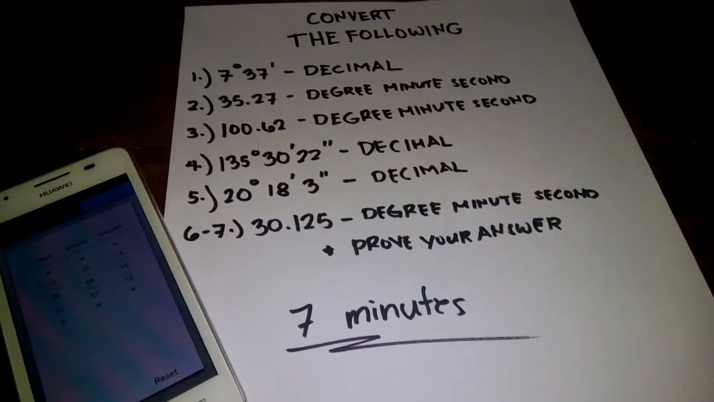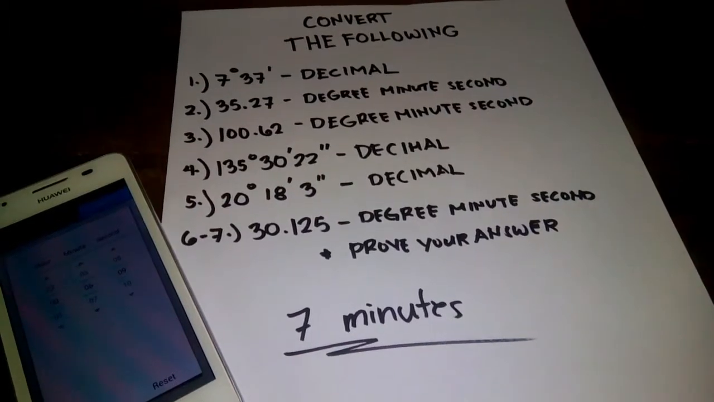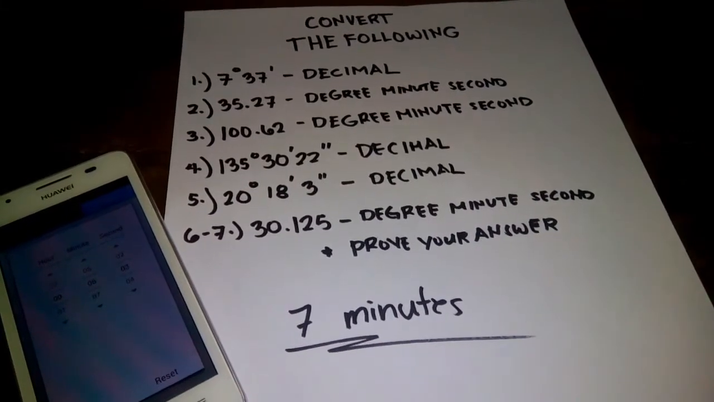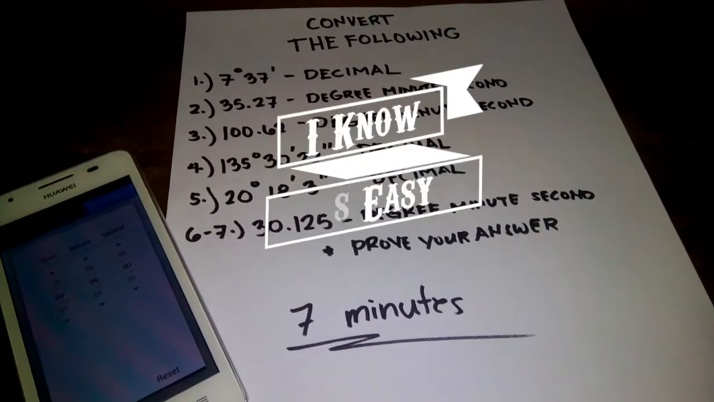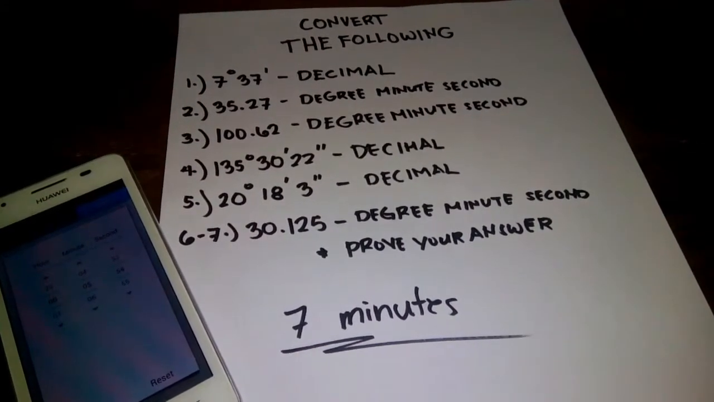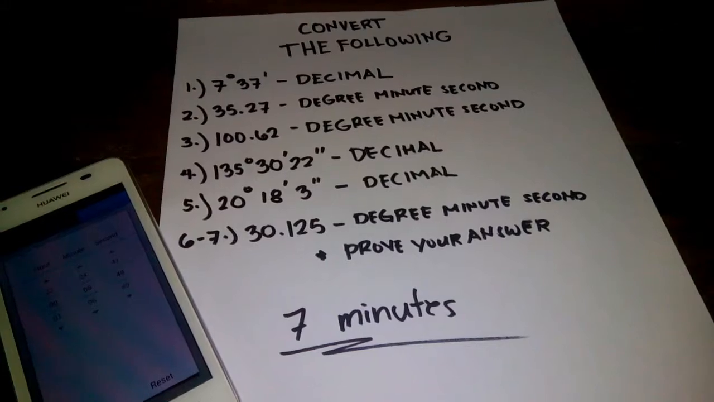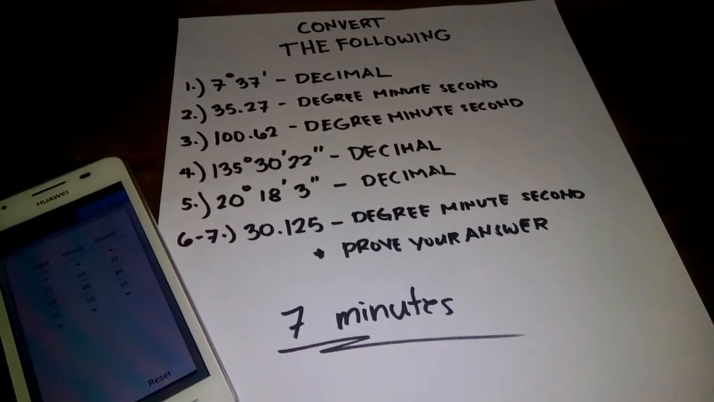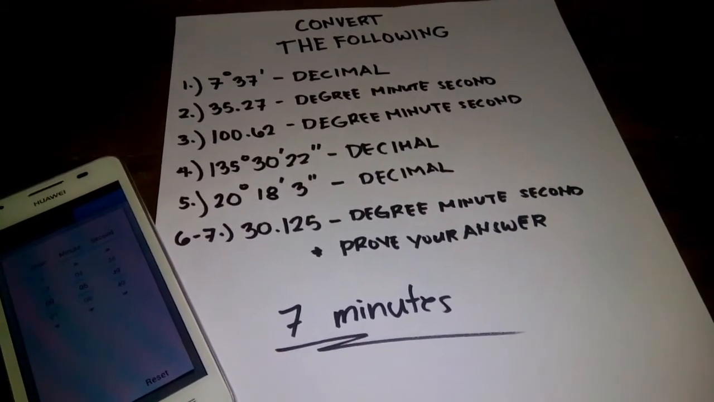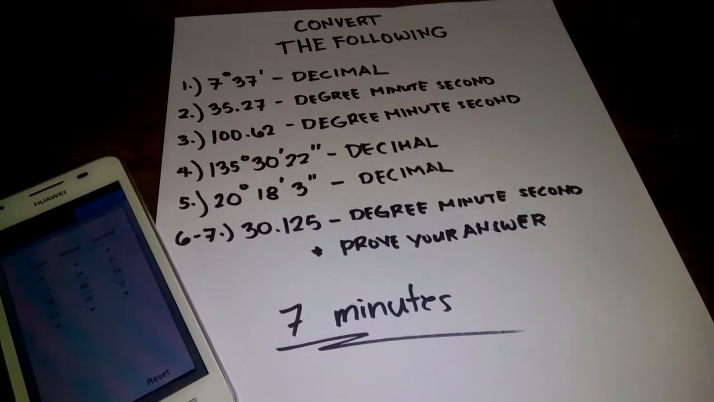Convert the following givens. I repeat, convert 7 degrees, 37 minutes to decimal. Convert 35 and 27 hundredths to degree, minute, second. Convert 162 hundredths to degree, minute, second. Convert 135 degrees, 30 minutes, 22 seconds to decimal. Convert 20 degrees, 18 minutes, 3 seconds to decimal. And lastly, convert 30 and 125 thousandths to degree, minute, second, and prove your answer by converting it to decimal form again.